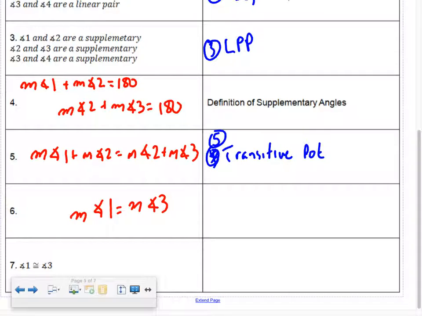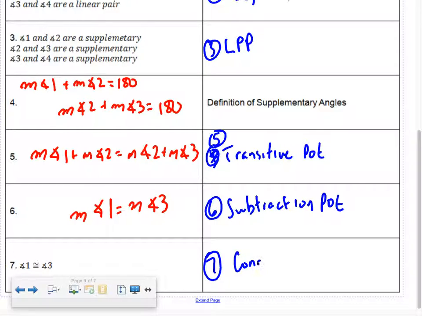States that we can say the measure of angle 1 plus the measure of angle 2 equals the measure of angle 2 plus the measure of angle 3. And then from 5 to 6, they subtract the measure of angle 2 out. So they use the subtraction POE. And then because those measures are equal, we can then say that they are congruent by congruent objects.